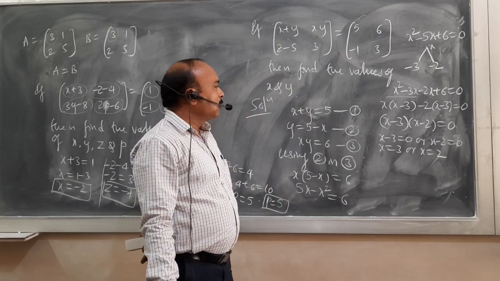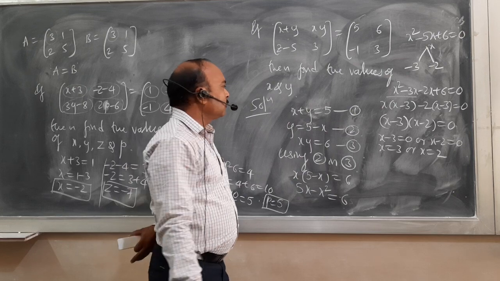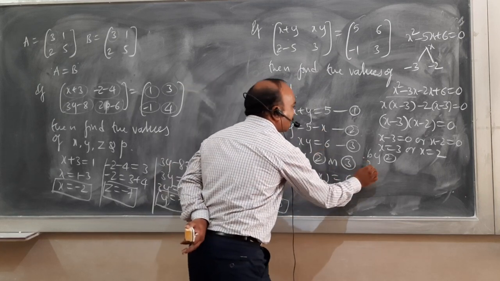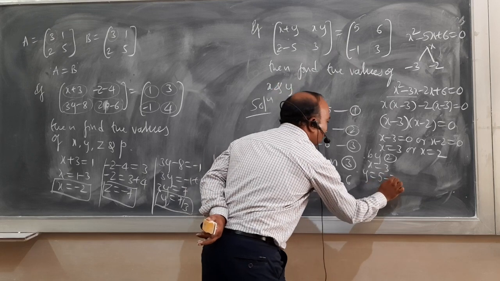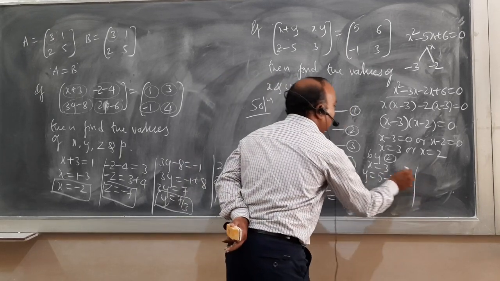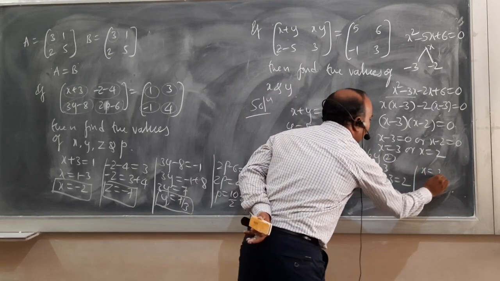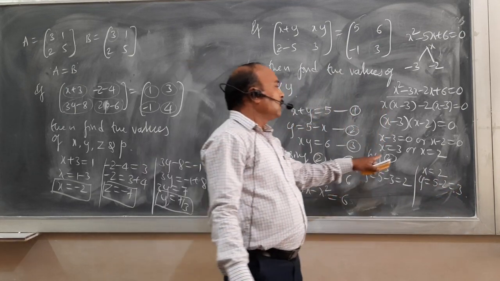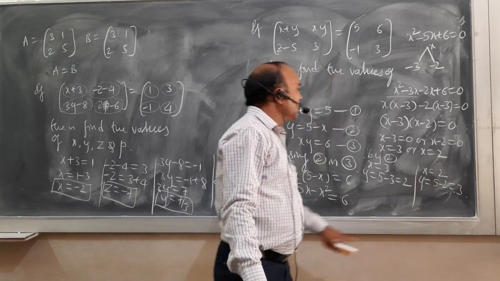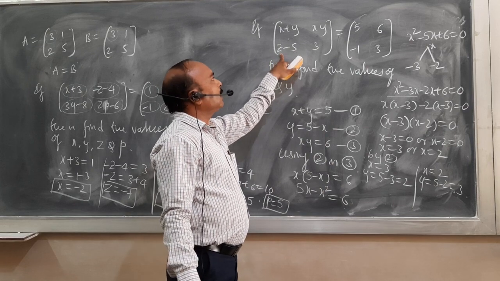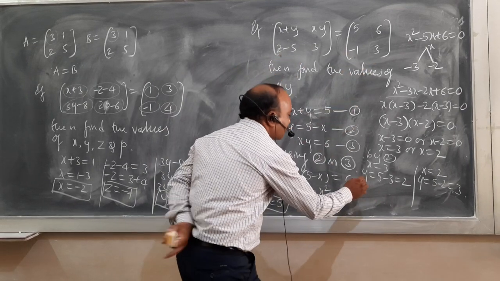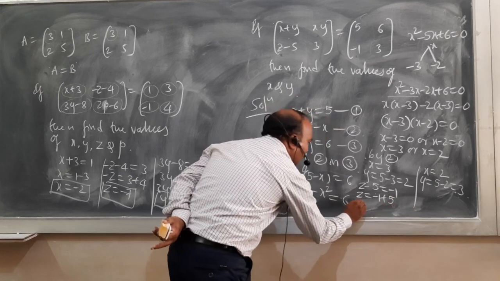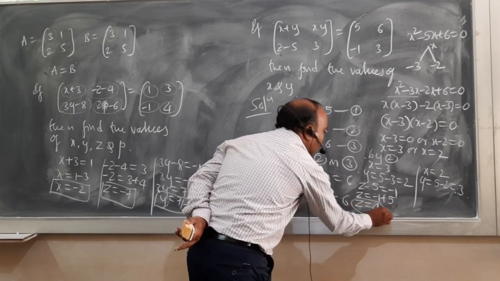We get two values of x. Using these two values of x, we get two values of y by using 2. By 2, what is your y value? Y equal to 5 minus x. X equal to 3, y equal to 5 minus 3 equal to 2. Similarly, you take the second value, x equal to 2, y equal to 5 minus 2 equal to 3. Therefore, x values are 3 and 2, y values are 2 and 3. Now the remaining one is the z value. For that, you take z minus 5 equal to minus 1. Z equal to minus 1 plus 5, and z equal to 4. So this is the value of z.